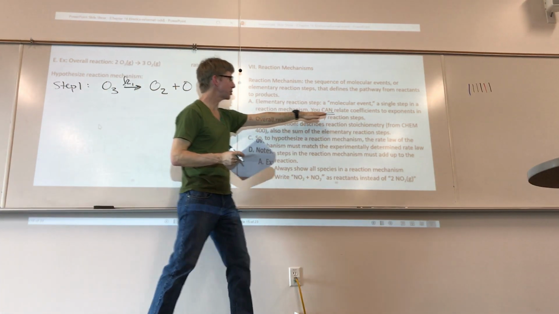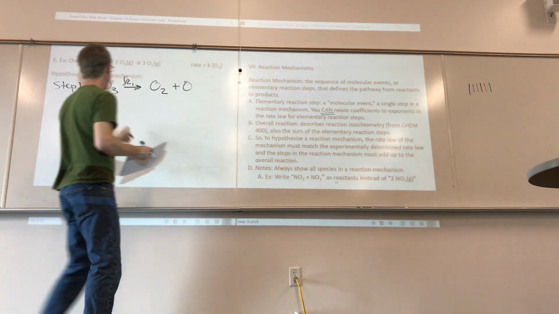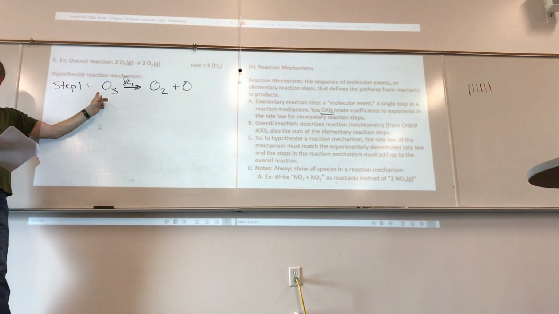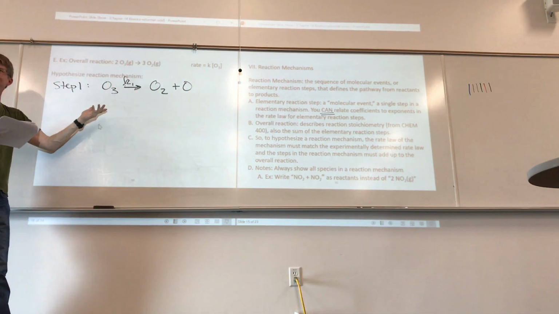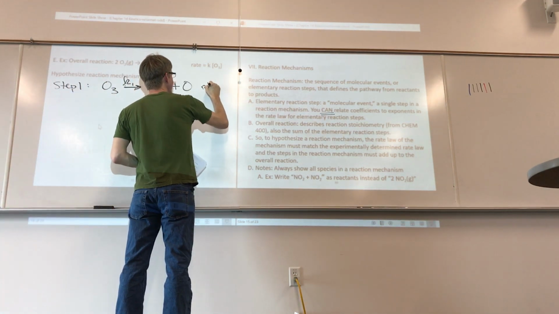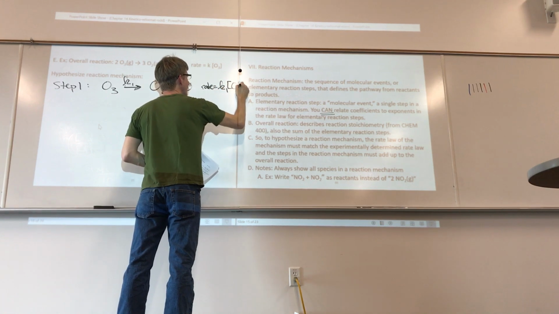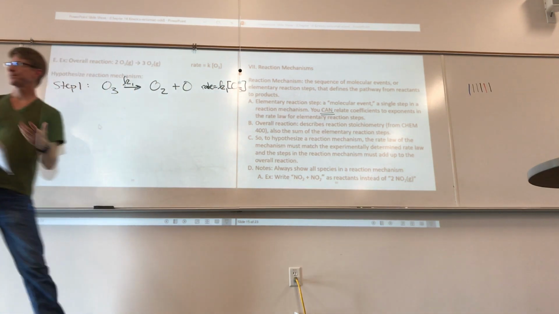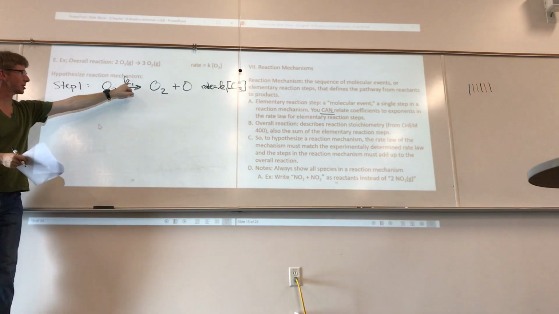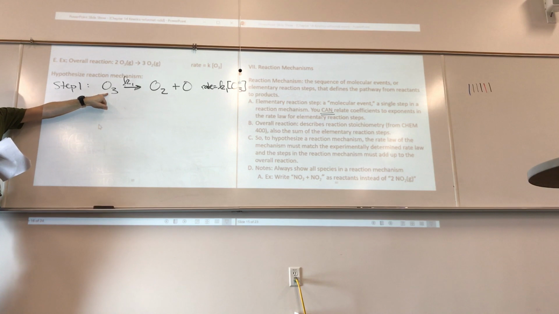And for elementary reaction steps, you can relate coefficients to exponents. What that means is, if there's a coefficient of 1 right here, or well, they'll all be 1, but say there's not 2 of them, there's just 1. So all I did is I took the rate constant for this step, and I multiply it times the molecule here.